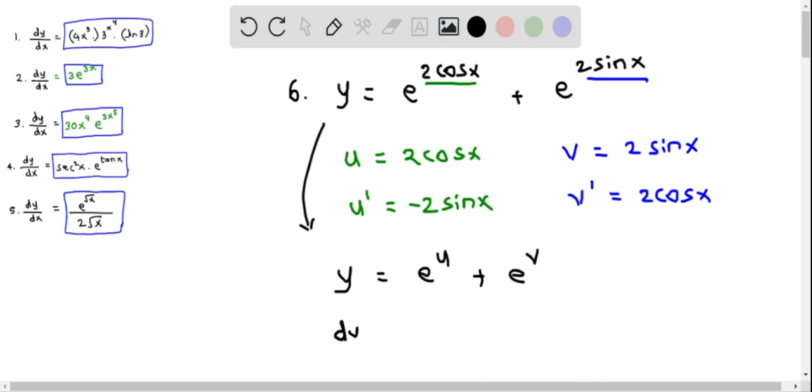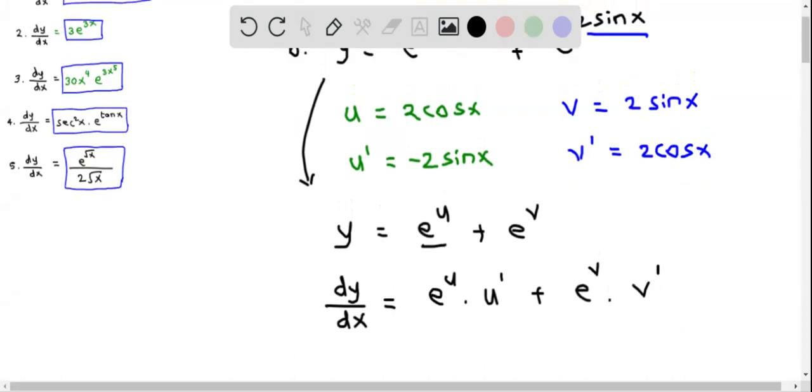Now we find its derivative with respect to x. So dy by dx equals the derivative of e power u with respect to x, which is e power u times the derivative of u with respect to x, that is u prime, plus the derivative of e power v, which is e power v times the derivative of v with respect to x, which is v prime.